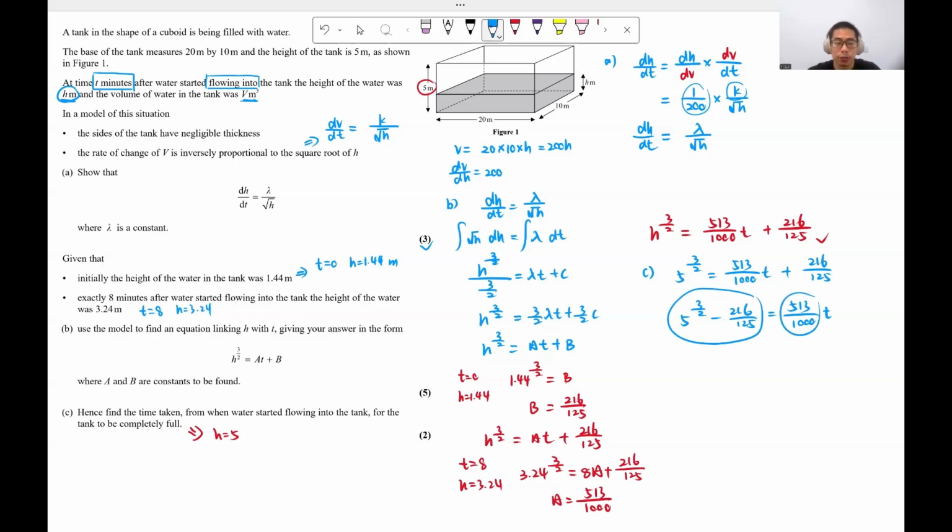Putting 5 to the power 3 over 2 minus 216 over 125 in the calculator, that would be 9.4523. Then divide by 513 over 1000, which gives t equal to 18.4256. Rounding to one decimal place, that's 18.4. The units for time t are minutes, so that would be 18.4 minutes.